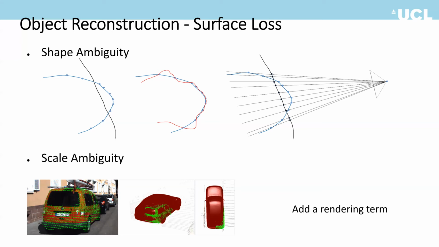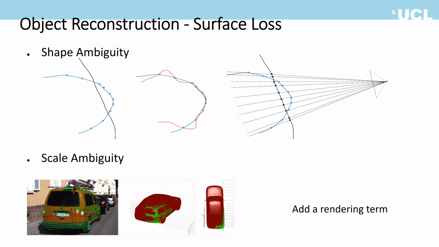But this term alone is not enough. Here are two toy examples depicting why. First, there will be some shape ambiguity. In the top row, suppose the blue curve is the actual surface, and you have several measurements on the surface, and imagine the black surface is your initial estimate. You can see the red curve in the middle also perfectly achieves zero surface loss, but of course it's not what we want.